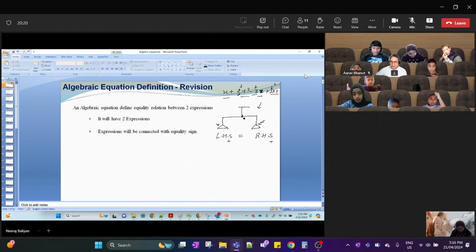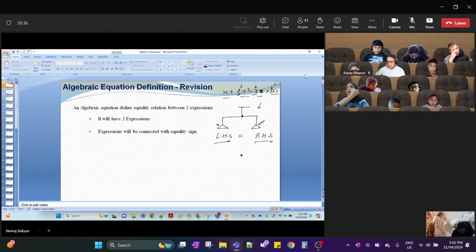Similarly, the left hand side and right hand side of the scale will be on the same level, meaning they are balanced. Similarly, in our equation, we have left hand side and right hand side. In an equation, the left hand side will always be equal to the right hand side. Is there any doubt whatever I explained so far?